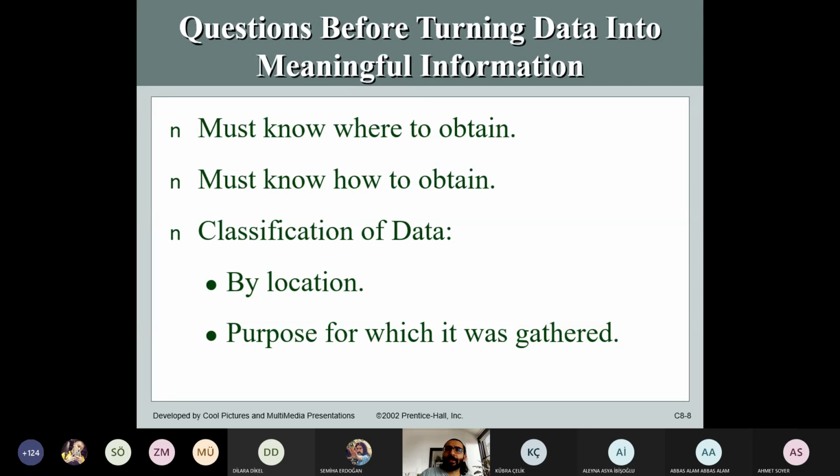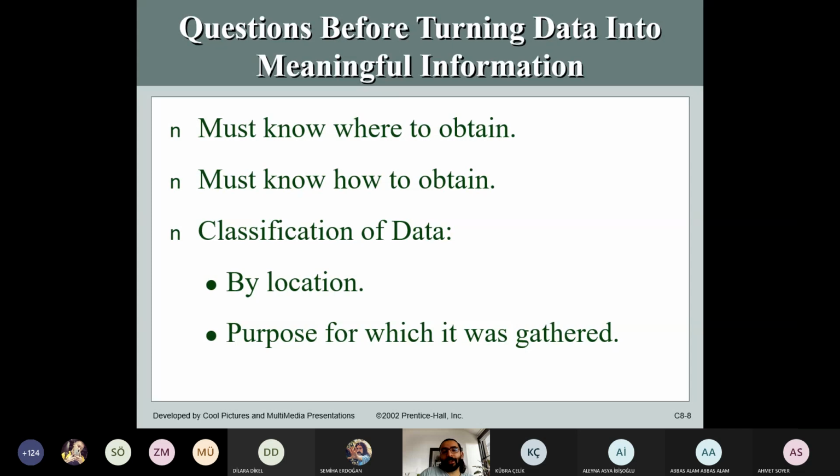Or there are some statistical centers like TÜİK, Türkiye İstatistik Kurumu, right? They collect the statistics about Turkey in various fields. You can obtain them, you can use them. Sometimes you need to pay some money to get some detailed information. And you need to know how to do that to gather the data.